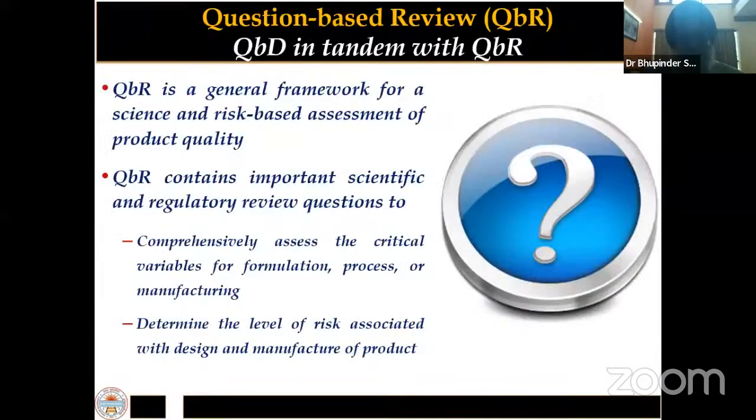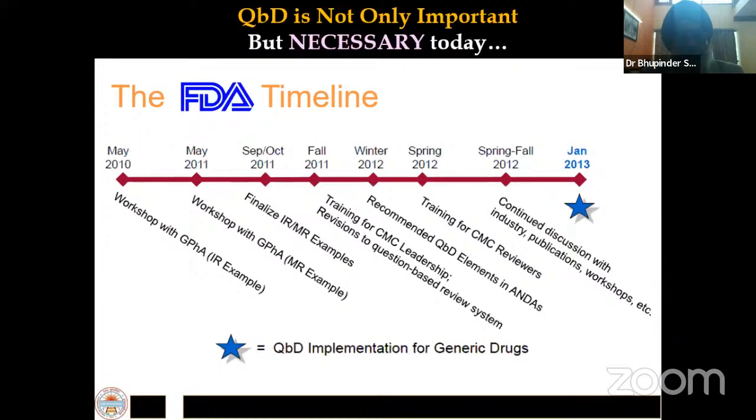So QbD is in tandem with QbR. This is the FDA timeline. In 2010, they issued this timeline for implementation of QbD, that by January 2013, every pharma company has to be QbD compliant. A lot of hue and cry was raised, but they maintained this stand. So 1st January 2013 was a very historic date, after which every product entering the US market has to be QbD compliant.